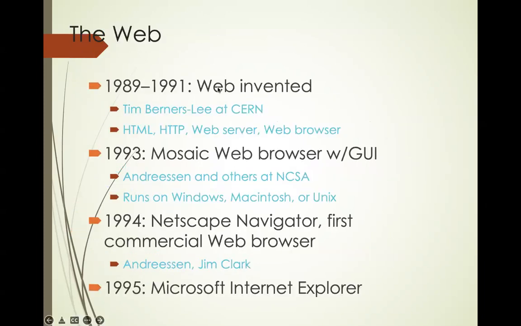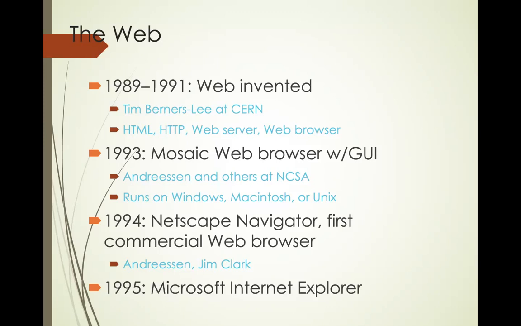For the web, starting from 1989 to 91, when the web was invented by Tim Berners-Lee at CERN, he resigned already. After he started the project of the web for a couple of years at CERN, he resigned because he would like to set up his new company. At that time, he invented HTML, HTTP, the web server and the web browser to be used.